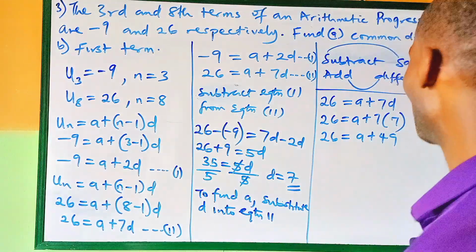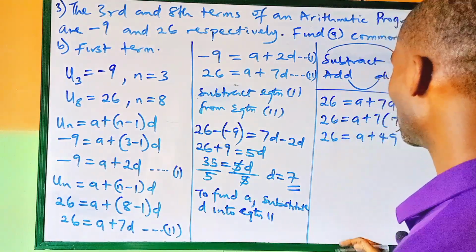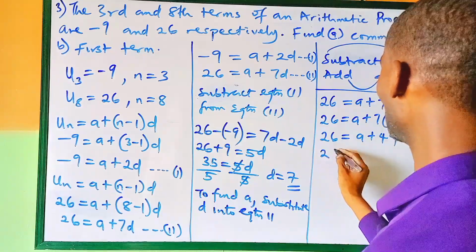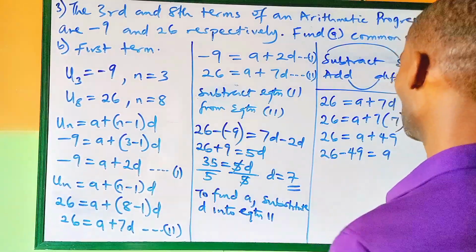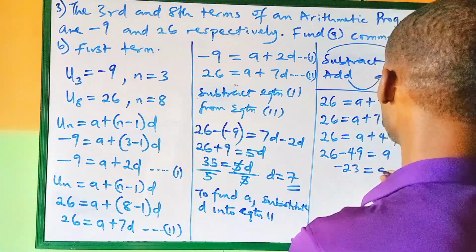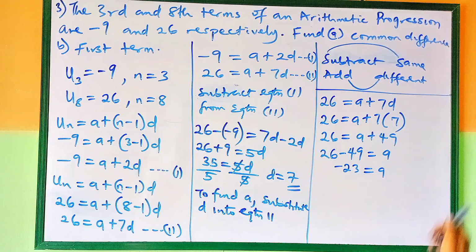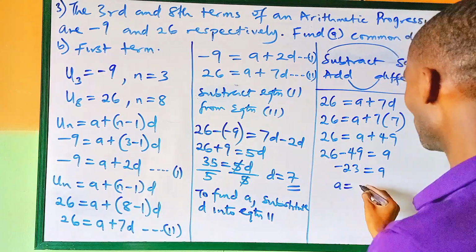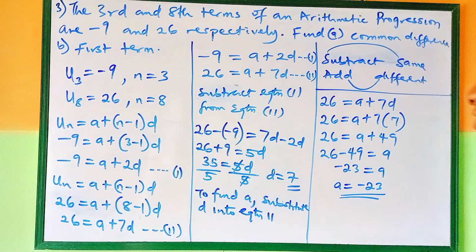So how do we find a? If a is going to stay here, 49 will cross and become negative. So you are going to have 26 minus 49 equals a. So what will be the value of our a? Minus 23 is going to be the first term. So our first term, a, equals minus 23. That is the answer to the question.